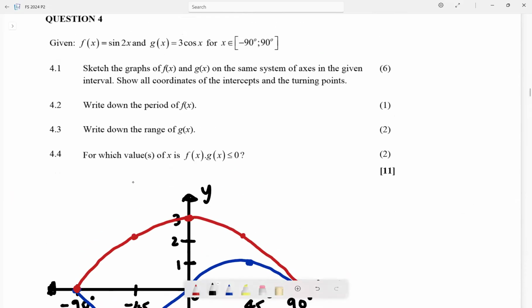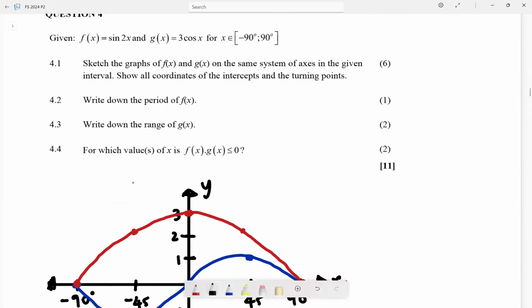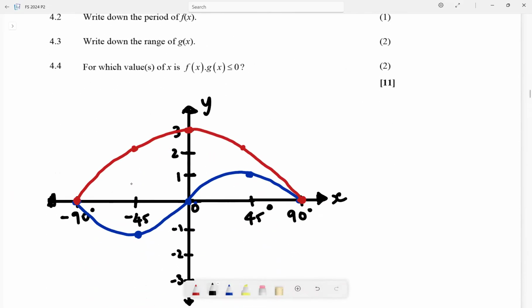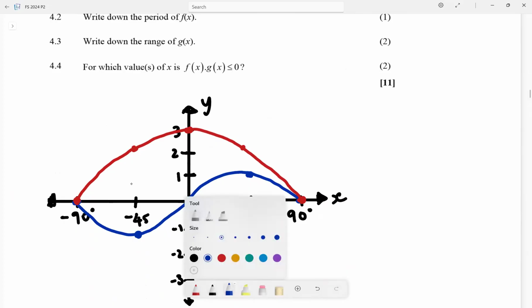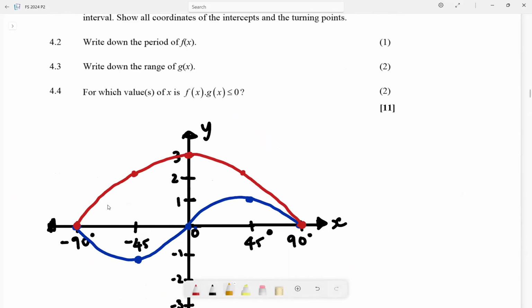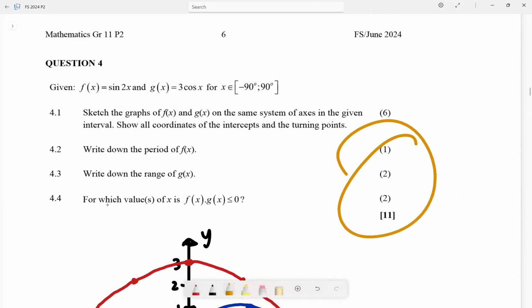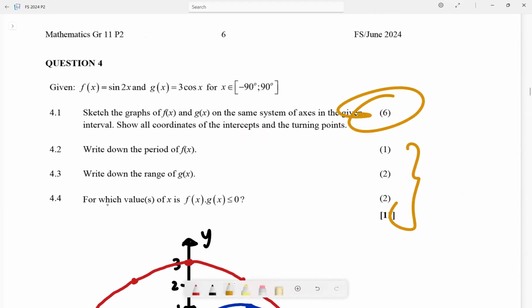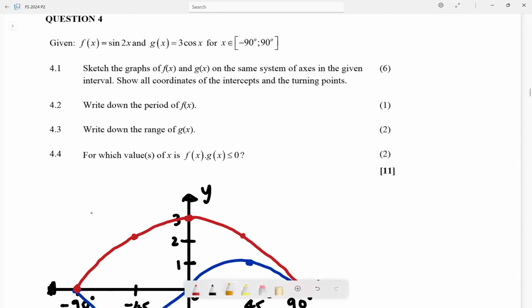Now, I'm done for 6 marks. What am I doing for 6 marks? Just award you 3 marks for this one and this one. Just 6 marks. Make sure that you take that 6 marks. When you come here, it becomes easy. If you get something wrong here, yeah, high chances that the answers that are gonna follow are gonna be wrong. Cool. Now, write down the period of f of x.